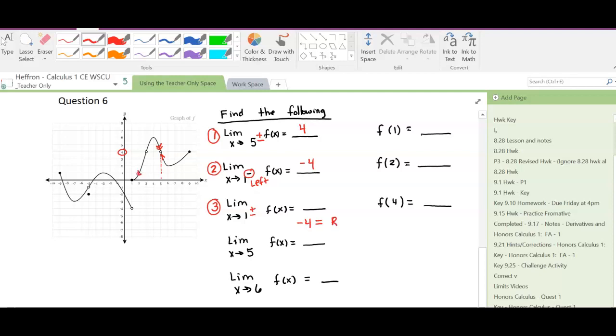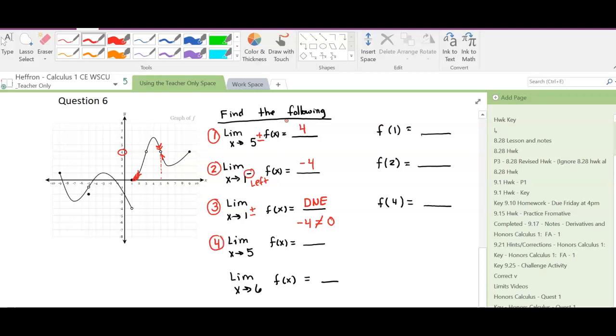Well, the right side is on the other side of 1. That's coming in to 0. So the limit on the right side is 0. Since these are not equal, this limit does not exist. Now we'll look at number 4.